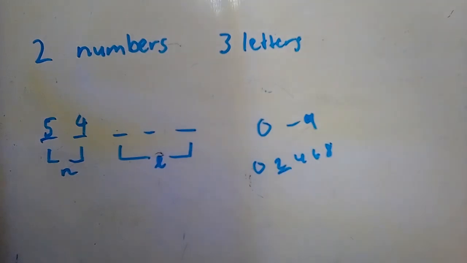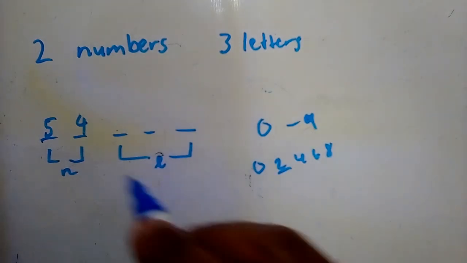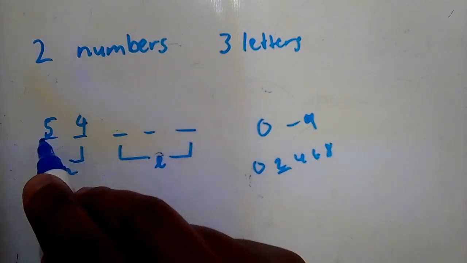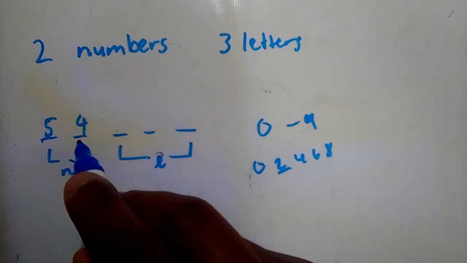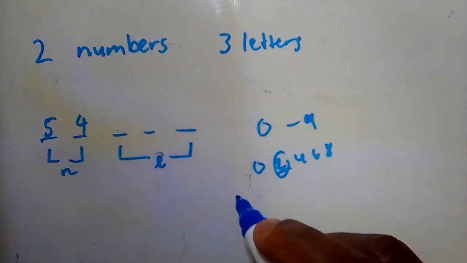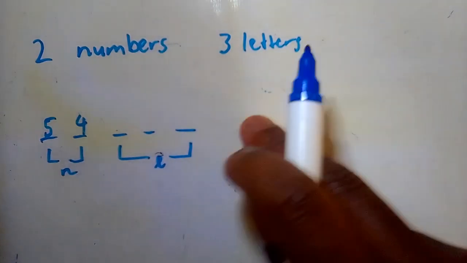Remember we had 0, 2, 4, 6, 8. Now let's say we chose 2 in the first one, because we have 5 choices, we can choose any one of the 5 in the first one. Then in the next one, since 2 is used, we can't use it again. So now we've got only 4 options to choose from. So let's go to the letters.